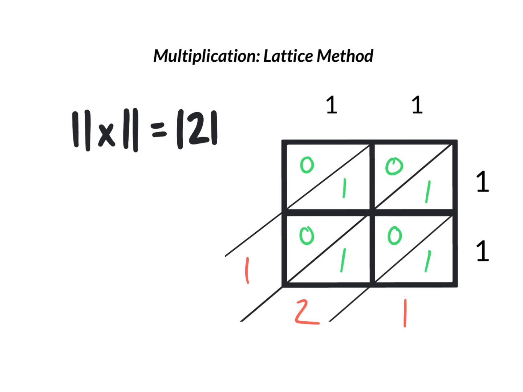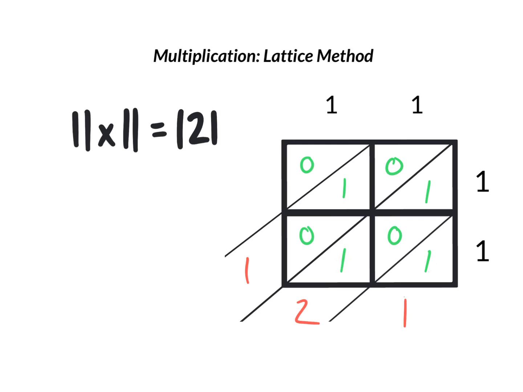Let's work through our last example. We know that 11 times 11 equals 121. So let's use the lattice method to prove that this is correct. Okay, so top left-hand corner, 1 times 1 is 1, 0 and 1. Top right, 1 times 1 is 1, 0 and 1. Bottom left, 1 times 1 is 1, 0 and 1. And then 1 times 1 is 1, 0 and 1.